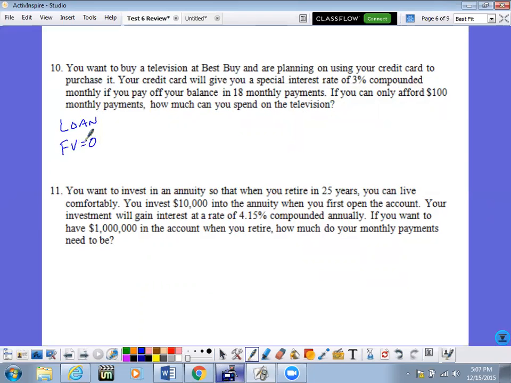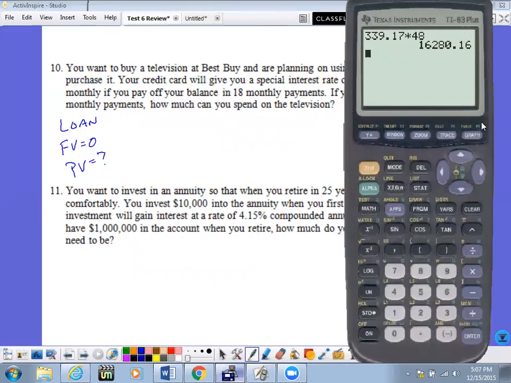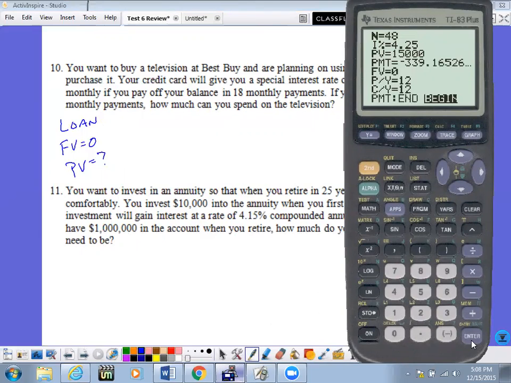Future value equals 0. In this case, we are looking for how much we can spend on the TV, so we're looking for our PV. Sorry, not equal to 0. Question mark, and we go to our calculator. Go to your finance app, and let's go ahead and plug these in. So this one, it says 18 monthly payments, so we don't have to multiply by anything. It tells you how many payments that you have.